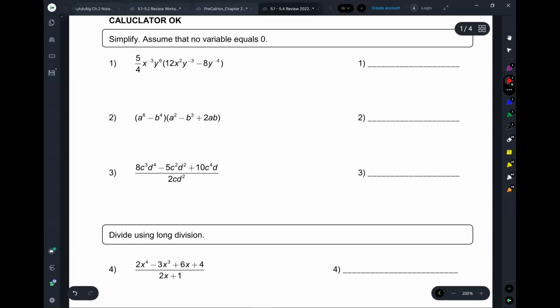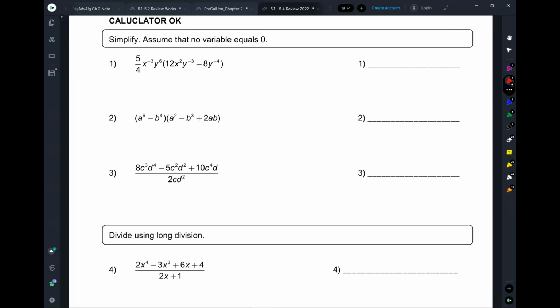All right, so the distributing, you just have to remind yourself to be super careful when you're adding or subtracting these exponents, right? And what stays up and what stays down and so on. So when I distribute this here, 5 over 4 times 12, it will be what? 15.